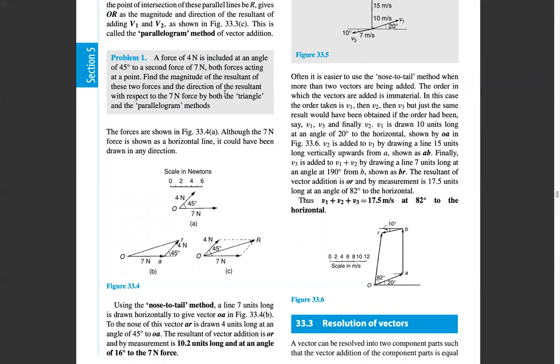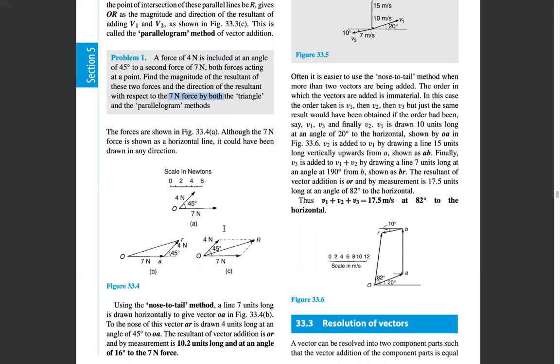So you have 2 vectors here. The 4 is at an angle of 45 degrees to the 7. We never say 7 is horizontal facing east. We just say, if this is 7, then the 4 newton is at 45 degrees to it. And we don't know if it's in this way or this way. And it doesn't matter, because you're going to give the resultant with respect to the 7 newton force. So again, the direction is with respect to the 7 newton force.